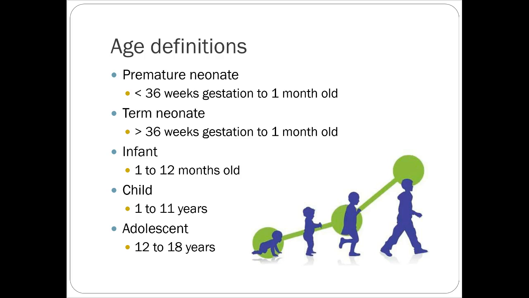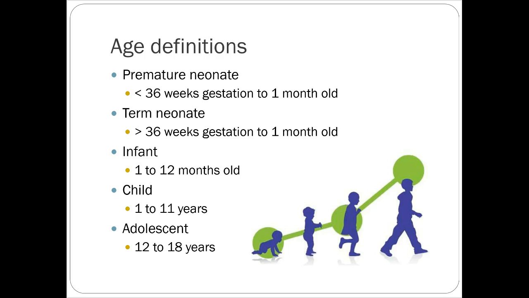So just some definitions I'll be using throughout the lecture. Premature is generally less than 36 weeks gestation. And then those kids are still considered in the premature category up until 1 month post birth. They're still kind of at risk for those premature diseases. Once they get past the 1 month, and they're a little bit out of the woods, more or less, they should be doing better at that point.